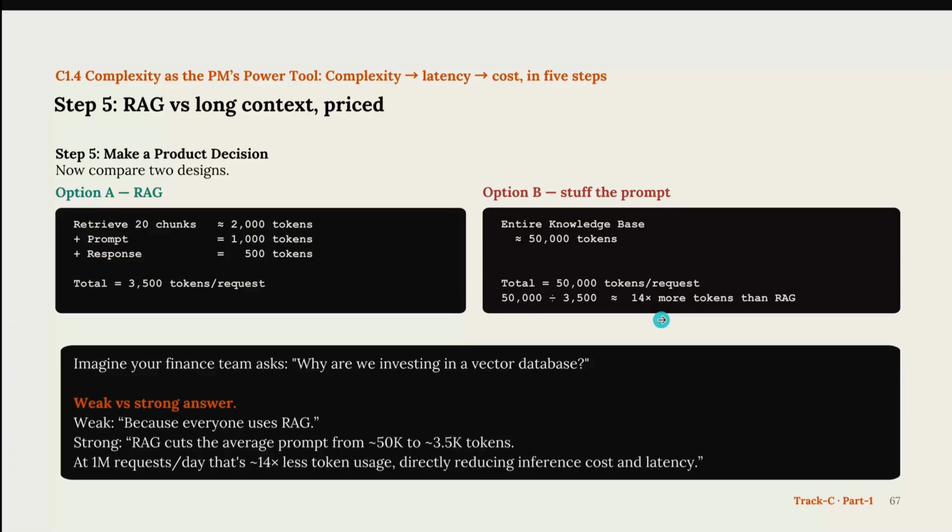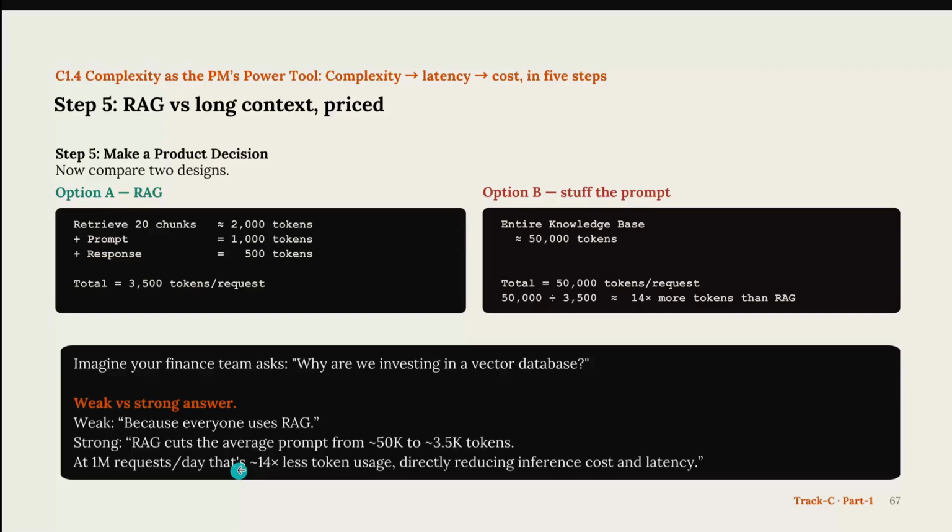So if your finance team or CFO is asking, why are we investing in a vector base? You could be the naive PM and say, because everyone is using RAG, it's the trend of the season, it's the showstopper this time. But if you are a strong PM, you'll say, RAG cuts the average prompt from 50K to 3.5K tokens, which is reducing the cost and latency. At 1 million requests per day, that will be 14 times less token usage. And this is what CFOs want. They want a data-backed response to the questions that they are asking.